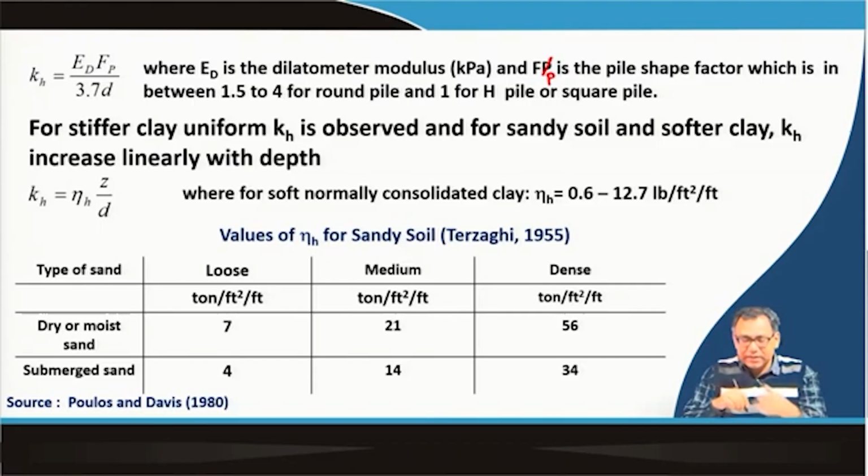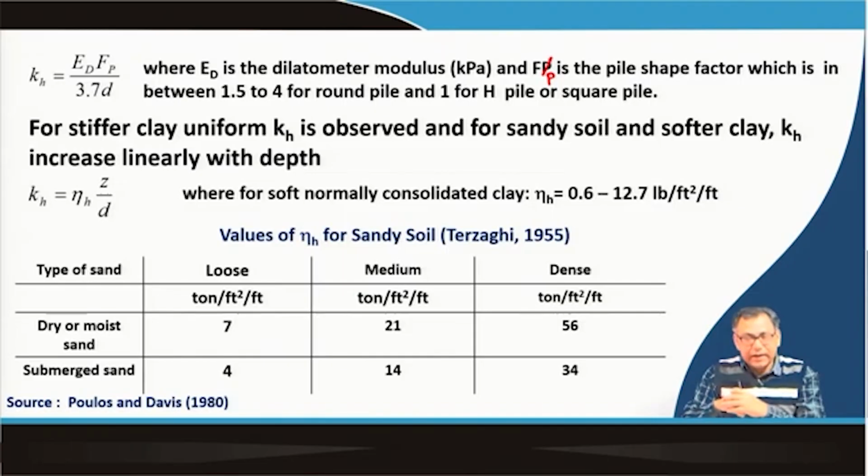Okay. And D is the diameter of the pile. So, if we know the dilatometer modulus, and then if I apply the shape factor and then divide by 3.7 into the diameter of the pile, then you will get the kh value.